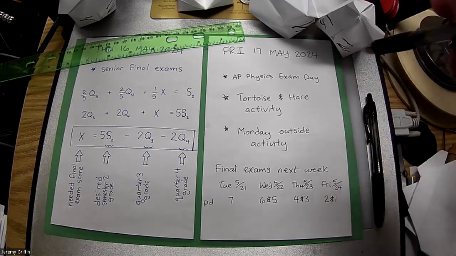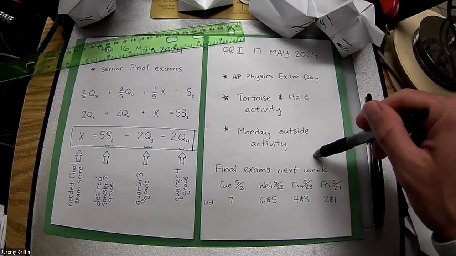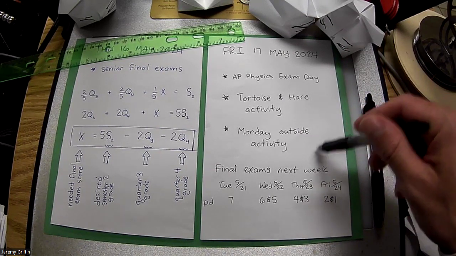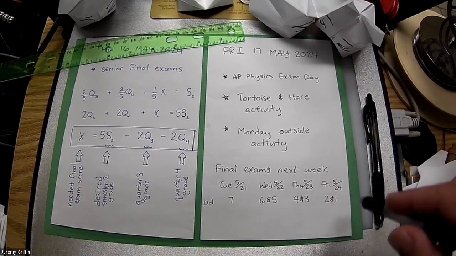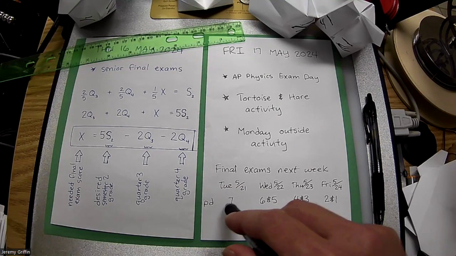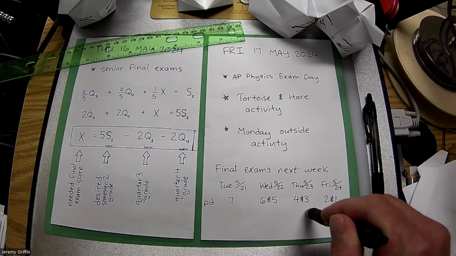Tortoise and Hare. All right, so I'm planning an outside activity on Monday. So dress for that to be outside, unless it's raining or something like that. And then the next set of final exams on Tuesday, it's period 7, and then each day after that, it's going to 6, 5, 4, 3, 2, and 1.